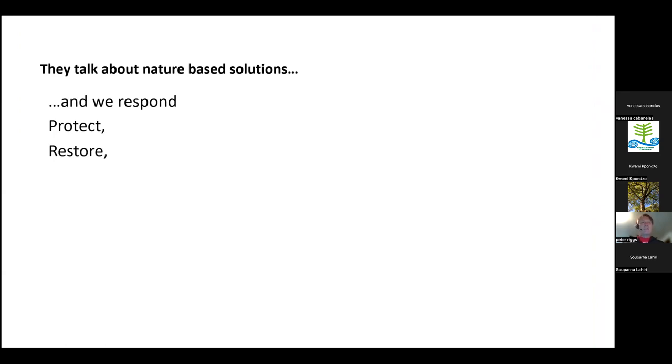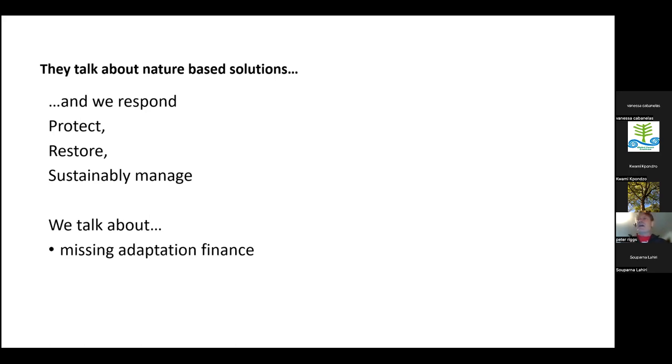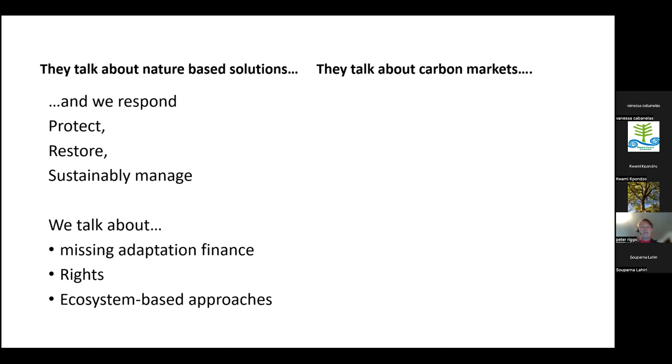We respond with protect, restore, and sustainably manage. We talk about the need for adaptation finance. Adaptation finance is missing. Focus only on mitigation without attention to rights, biodiversity, and adaptation. That's a false solution. We talk about rights, and we should stay focused on rights-based approaches, rights-based solutions, also ecosystem-based approaches, which, as some of you will know, is language that is now found in the Convention on Biological Diversity. This kind of thinking also should be brought in to the climate discussion.